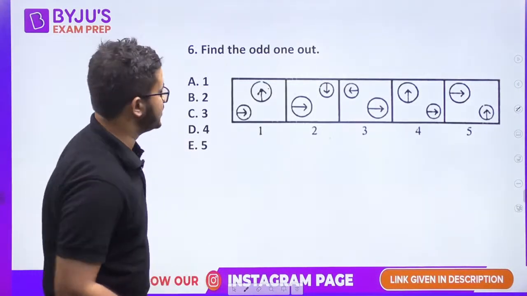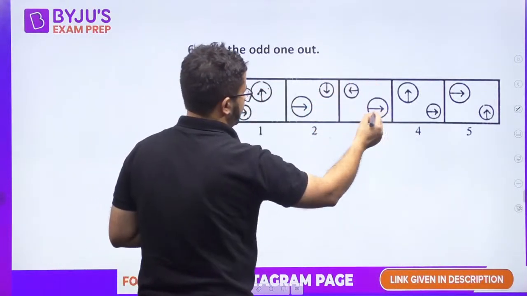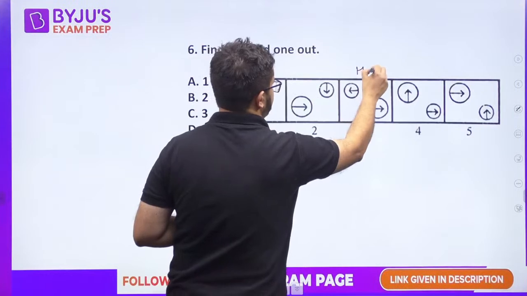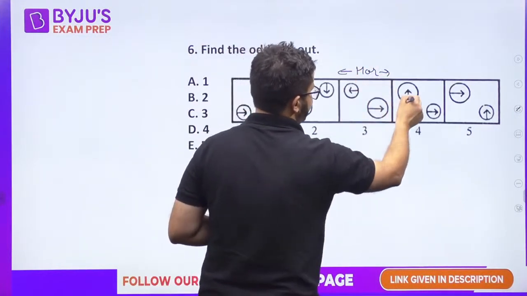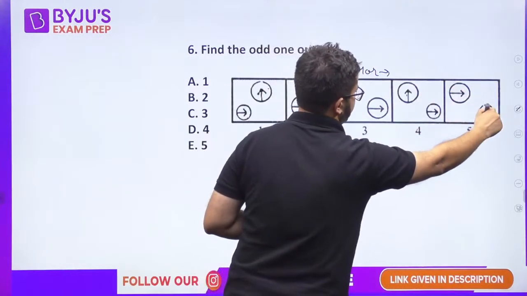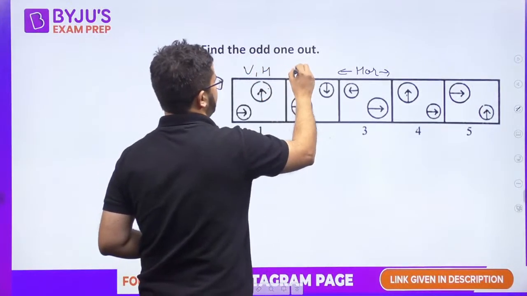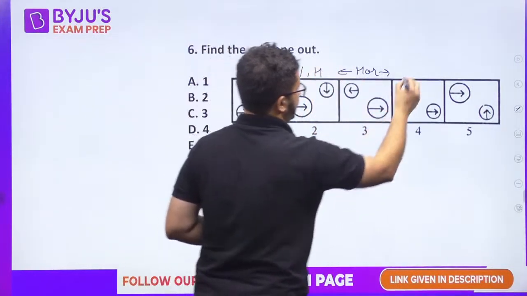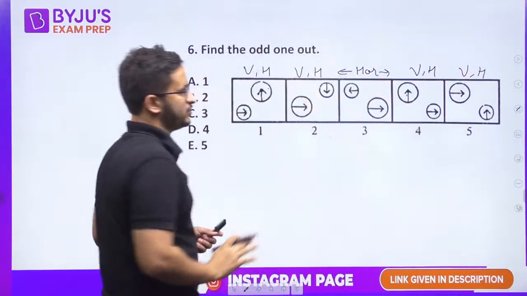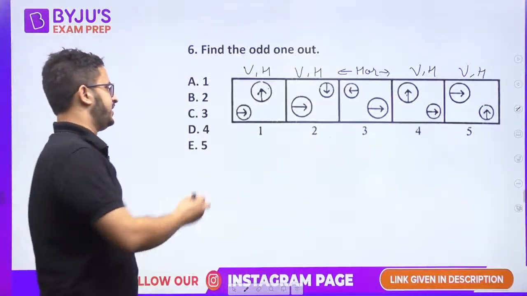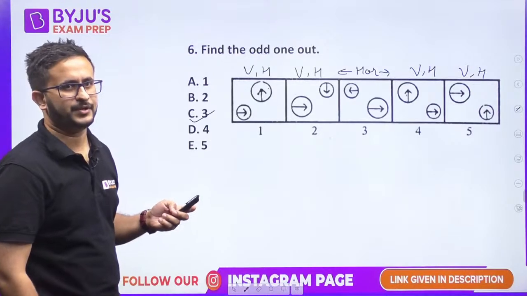So if you look at the arrows, one is a horizontal arrow, one is a vertical arrow. In this case both are horizontal arrows, both in this direction. Otherwise one is vertical, one horizontal, one horizontal, one vertical. In this one there is vertical, horizontal, vertical, horizontal. In this also both kinds of arrows are present, but in this only horizontal arrows are present. So that is why it can be considered the odd one out.